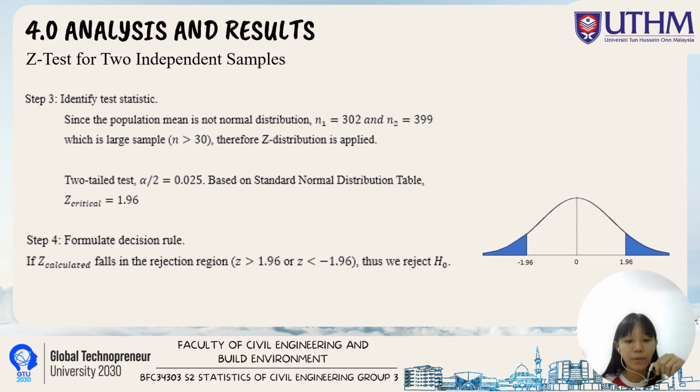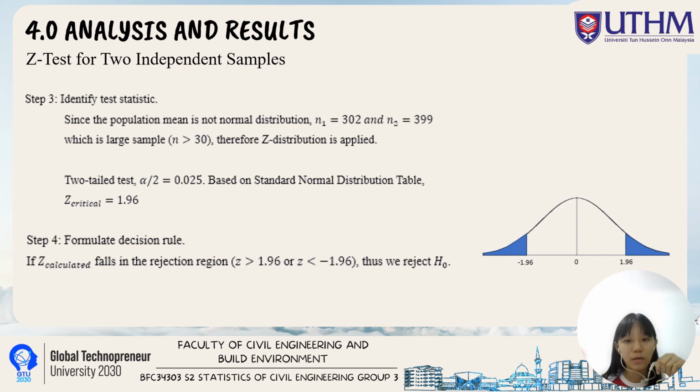Step 4, formulate decision rule. If Z calculated falls in the rejection region, which is Z bigger than 1.96 or Z smaller than negative 1.96, therefore we reject H null. Step 5, make a decision. We calculate Z calculated using the formula and we get the answer 0.073.